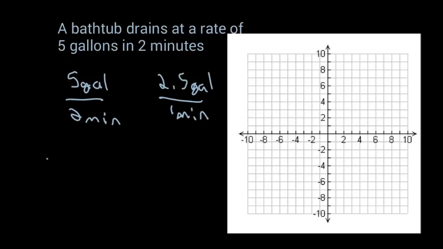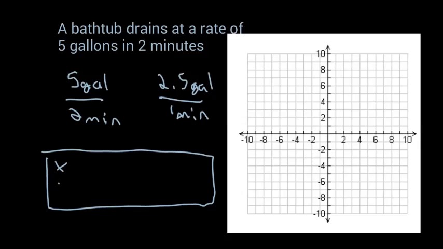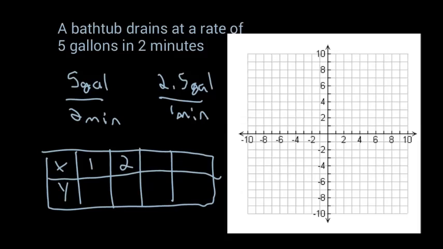Alright, so now I can make a table. I can do 1 minute, 2 minutes, 5 minutes, 10 minutes. I've already done the first one. In 1 minute we have 2.5 gallons, and we were given the second one. 2 minutes will be 5 gallons.